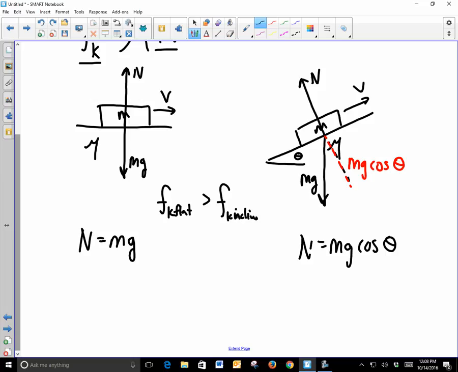So the kinetic friction on an incline is going to be different, less on the inclined plane.